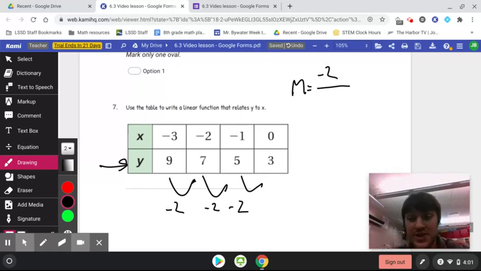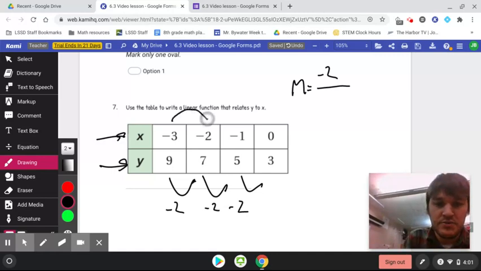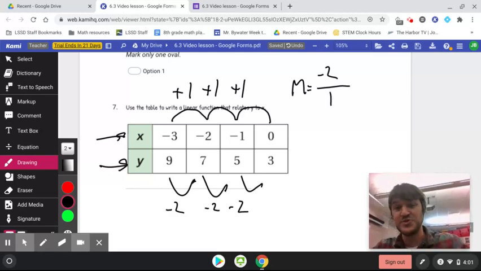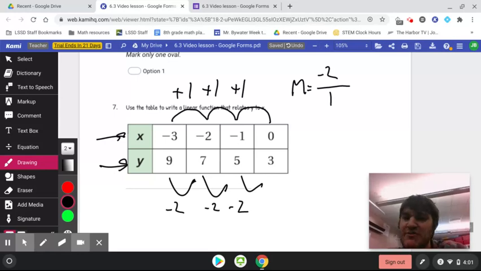My run, or side to side, is my x-axis. So what's going on the x-axis? Well, from -3 to -2 to -1 to 0, that's going up 1 each time. So my slope is -2 over 1. Now, I can hear you thinking to yourself, gosh, Mr. Bywater, can't I reduce that fraction to -2? And to you, I say, yes, you can. This is really just the same thing as -2.